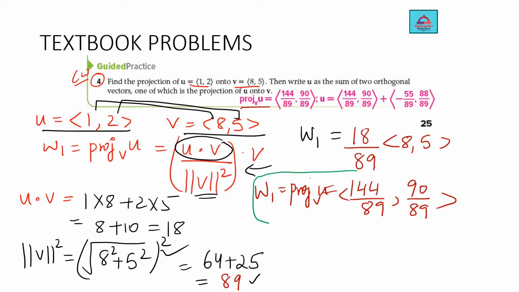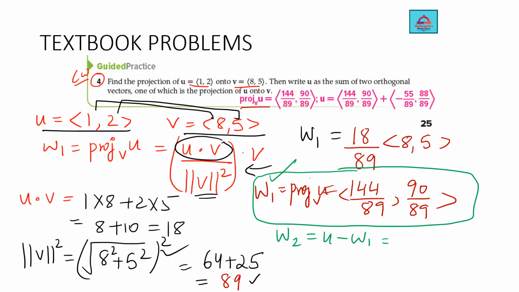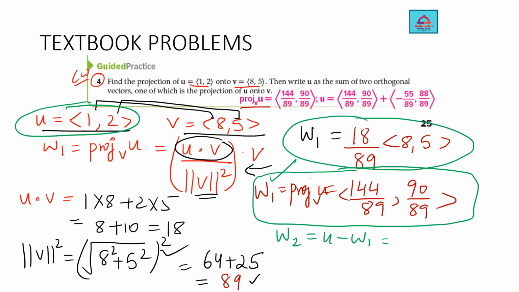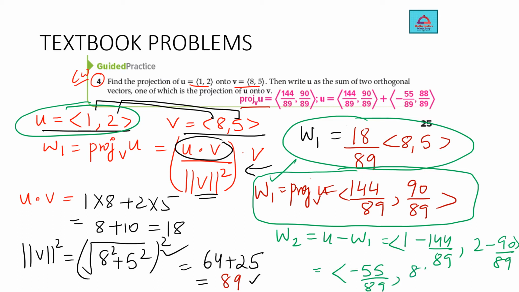Now we need w2. So w2 is u minus w1, where u is this and w1 is this. Let's just subtract them. So 1 minus 144/89, comma, 2 minus 90/89. Let's do some calculation. Simplify, and this comes out to be (-55/89, 88/89). So you've got your w2, you've got your w1, and you've written u as w1 plus w2.